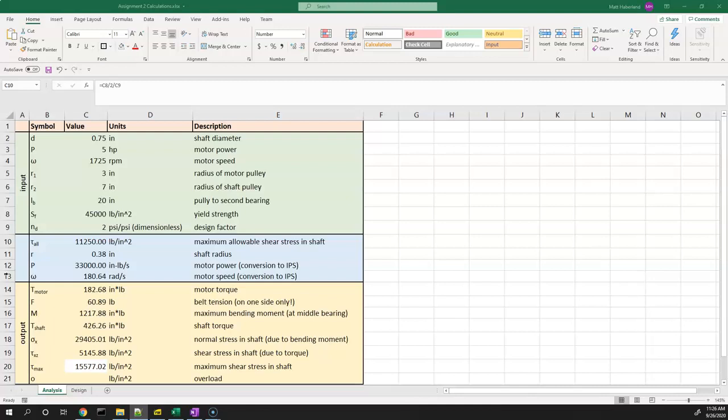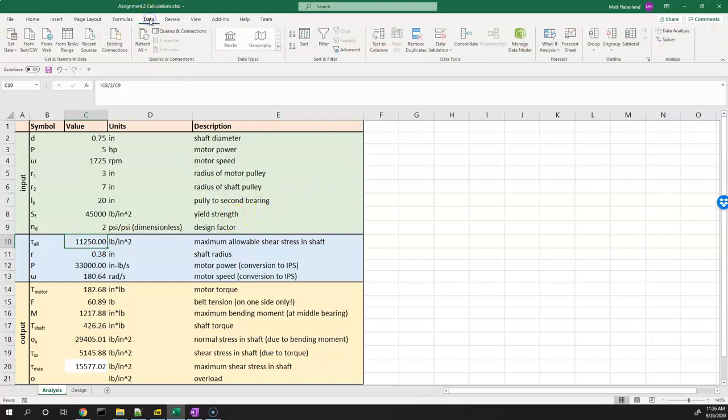there are algorithms that can do this process of changing the diameter such that this cell equals that cell for you. And in Excel, one way that you can do that is goal seek. So goal seek, you go to the data and what if analysis, click goal seek.